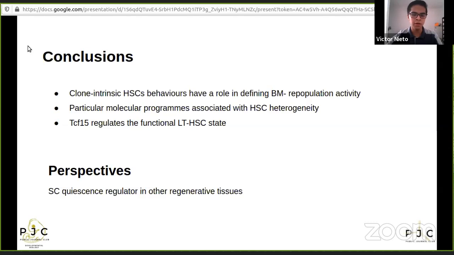On another hand, they propose that TCF15 is one of the few hematopoietic stem cell restricted transcription factors that specifically regulates the functional LT-HSC state. And finally, as a perspective, I want to remind that the approach of this study may also be directly adapted to investigate stem cell quiescence regulators in other regenerative tissues. And it will be very interesting to study in more detail the roles of the other hits found by CRISPR screening to have a more complete vision of the regulation of this process.